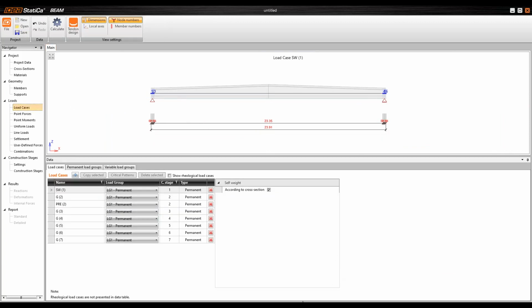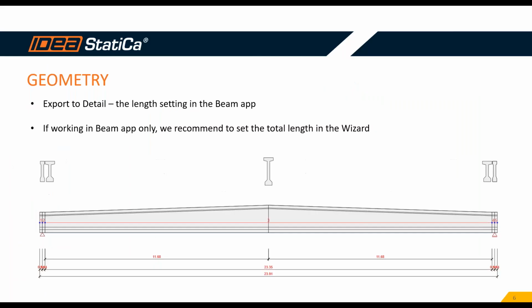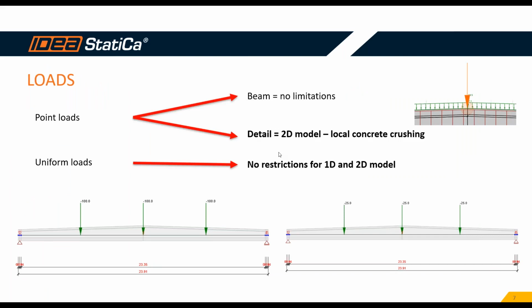So at first I will reopen the presentation, and I will tell something about the loads, with some limitations, some restrictions. At first, for this type of beam, you can set, or are set normally, point loads or uniform loads, some typical loads for this type of beam. From the point of view of the point loads, if we are inside the application beam, there are no limitations, because we are working on the 1D model.